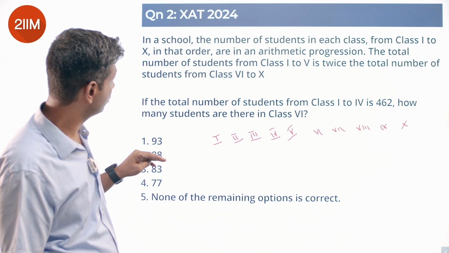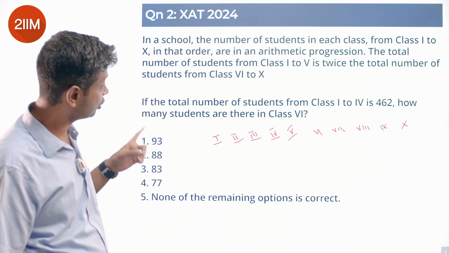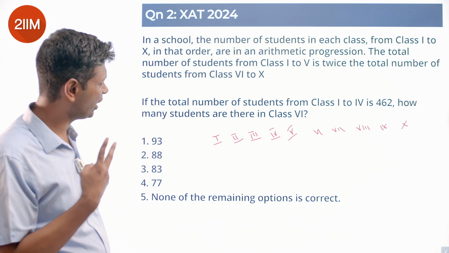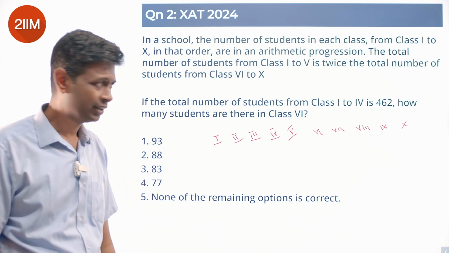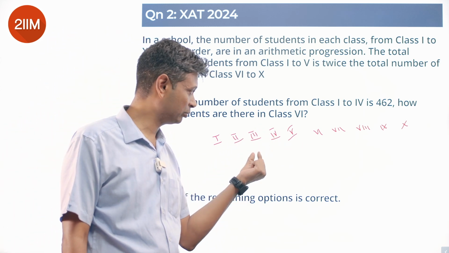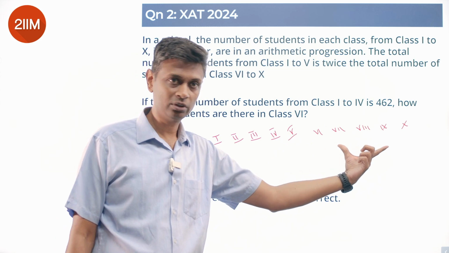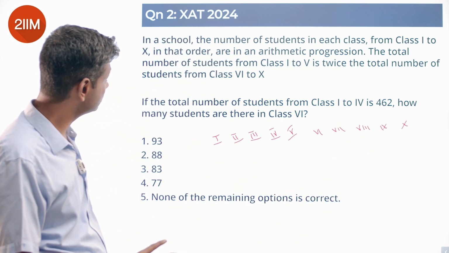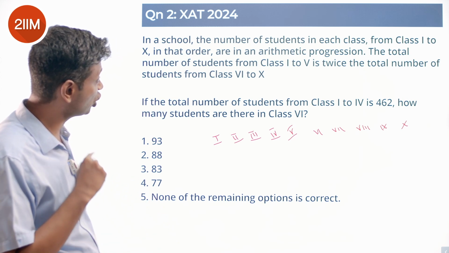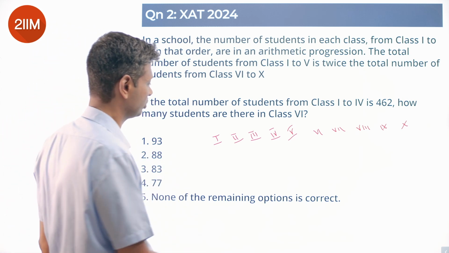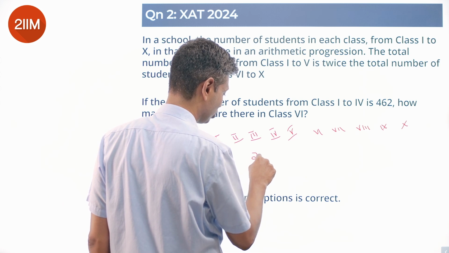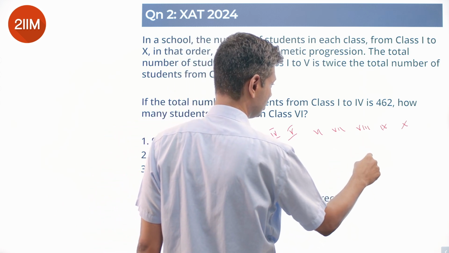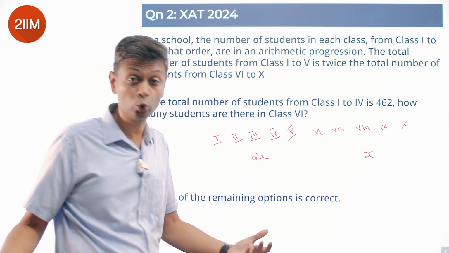The total number of students from class 1 to 5 is twice the total number of students from 6 to 10. In this AP, the sum of the first five is 5 times the middle number. So from 1 to 5 the total is twice the total from 6 to 10. So this is 2x, and this is x. We are through, literally.